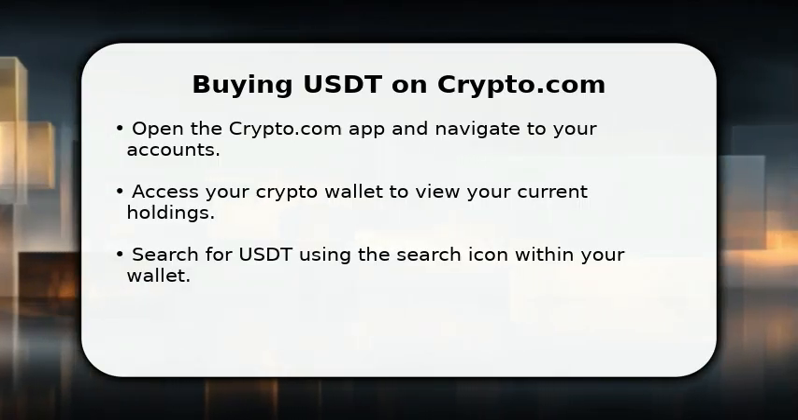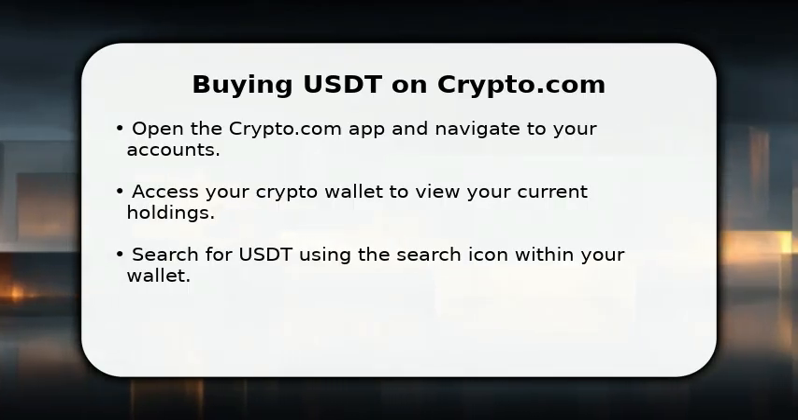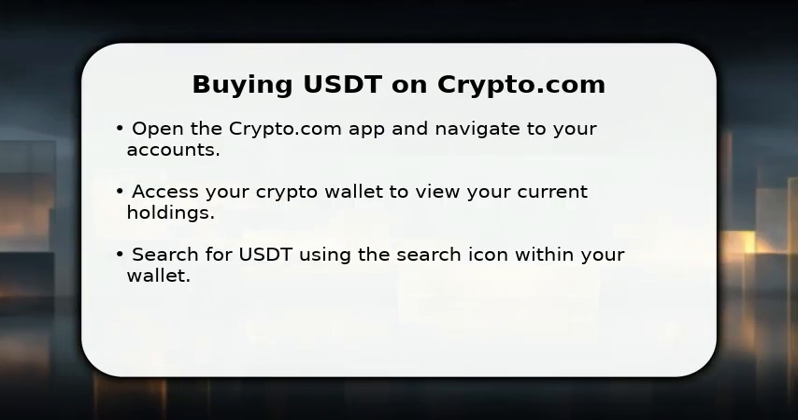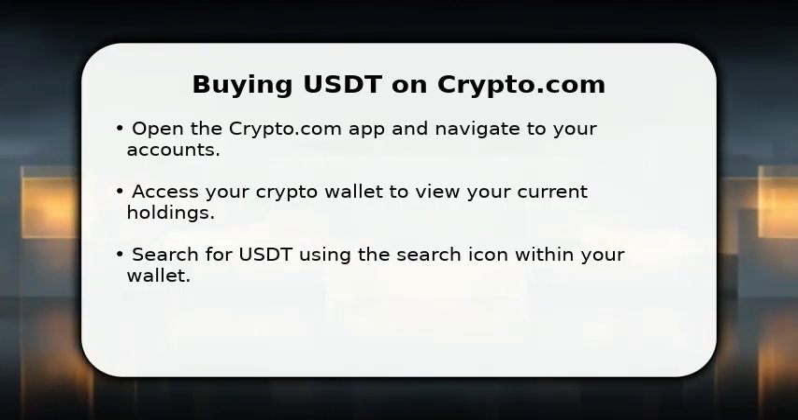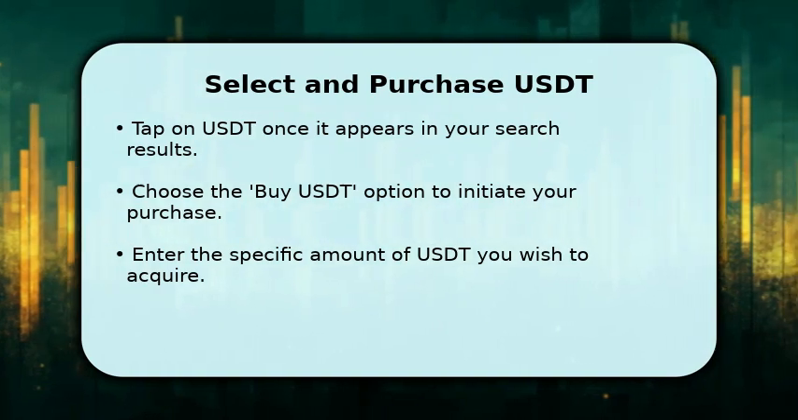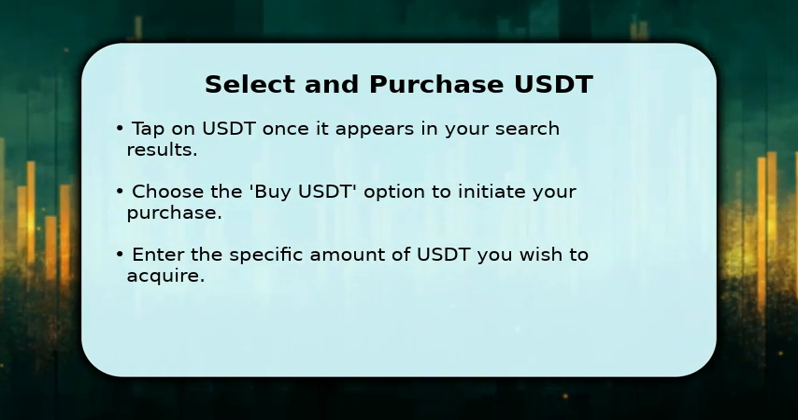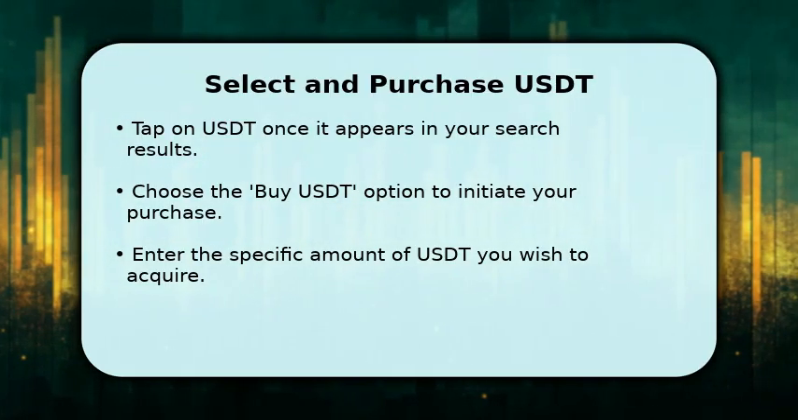From there, proceed to your crypto wallet where you can see all your digital assets. Now, locate the search icon, usually a magnifying glass, and type in USD to find Tether. After finding USD, tap on it to open its dedicated page. You will then see an option to buy USD. Select this to move forward.